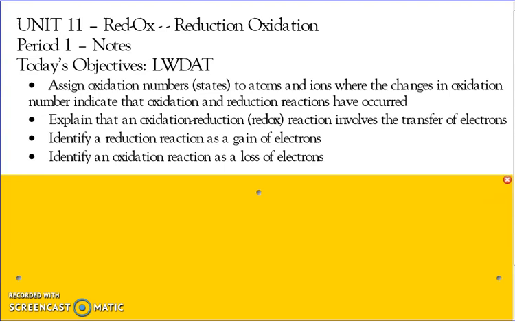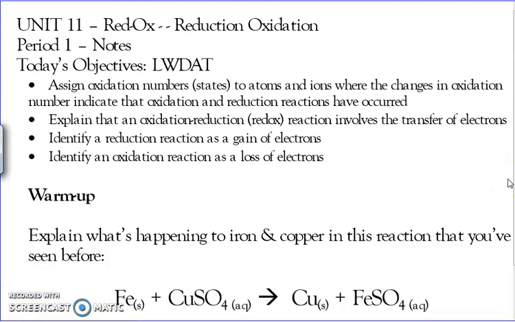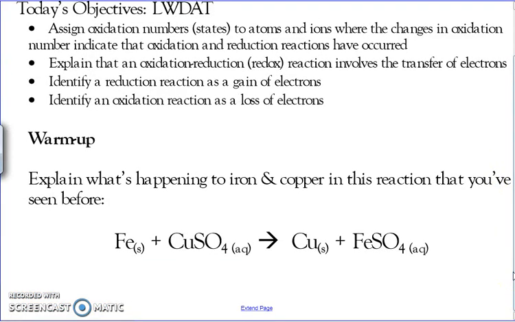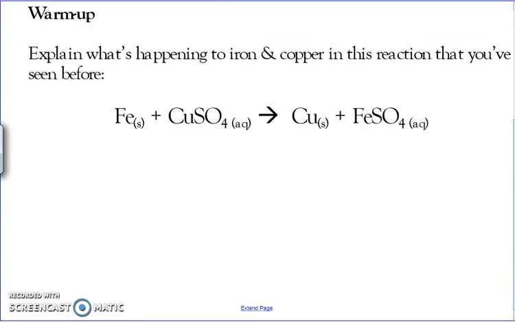There are two terms here you need to know about: reduction and oxidation. Reduction means you gain electrons. Oxidation means you lose electrons. Well, let's start by looking at this first warm-up right here. Explain what's happening to copper in this.